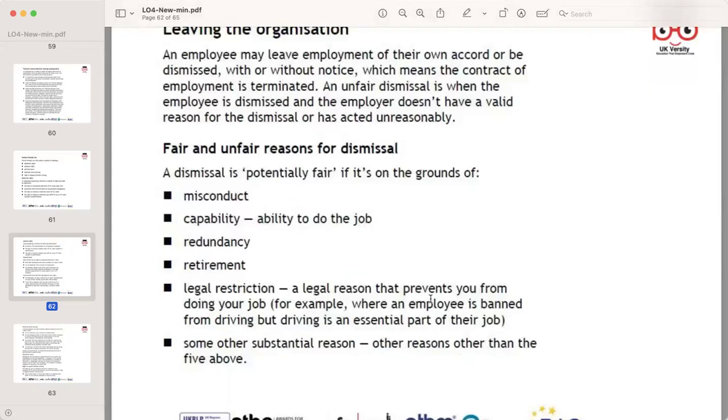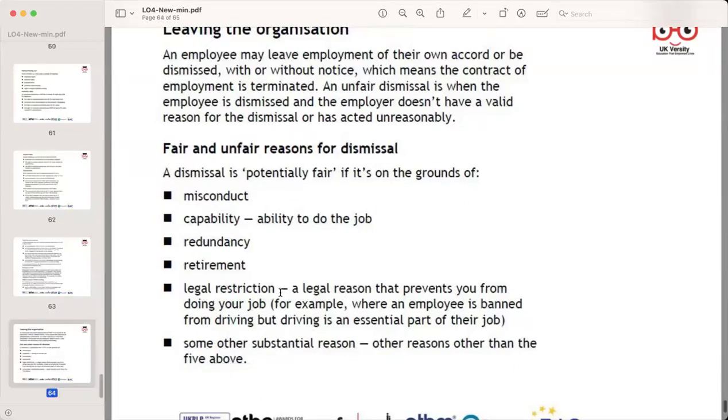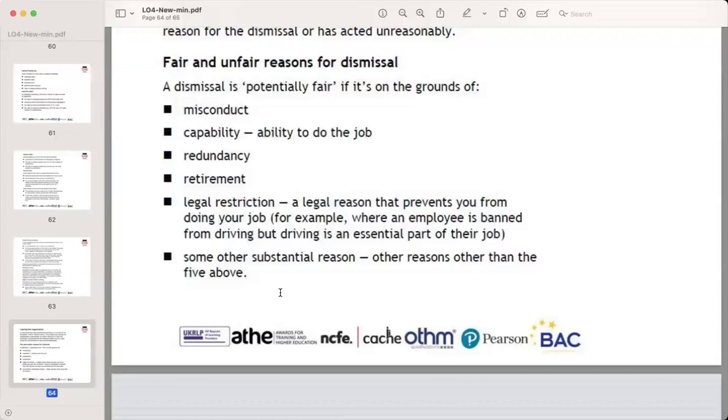So dismissal may be considered potentially fair under certain circumstances, including grounds such as misconduct, capability, assessing the ability to perform the job, redundancy, retirement, or legal restrictions preventing the employee from performing essential job duties. For example, a driving ban for a job requiring driving, for example, some sales job.